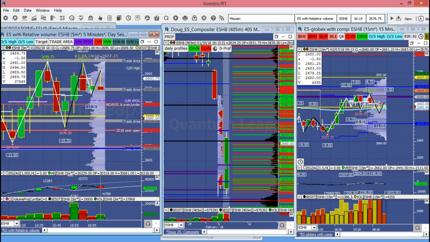If we do not hold above the 79, the VWAP, the midpoint, the LVN from overnight is all around that 79 area. So I'm going to be watching that. Above that, I think we rotate back up towards the overnight VPOC and the microcomposite VPOC, and probably push up through to close the gap up at the 2690.